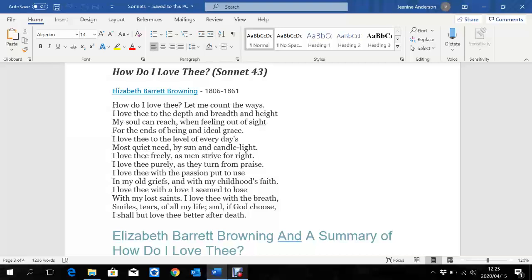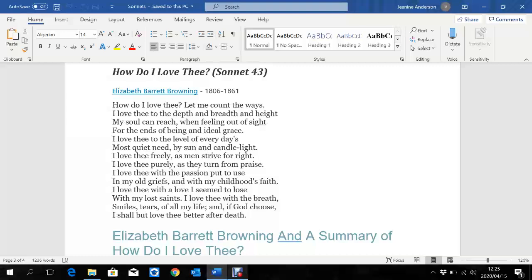"And if God choose, I shall but love thee better after death." So in that last line, she's saying that her love for him is eternal. It will last even past death. And if God choose, showing us that she was religious, that she did value God and God's teachings. And she didn't feel that her love for him was against what God wanted. She's saying basically that the only being that can cause her not to love him would be God. But as far as other men, she loves him unconditionally.